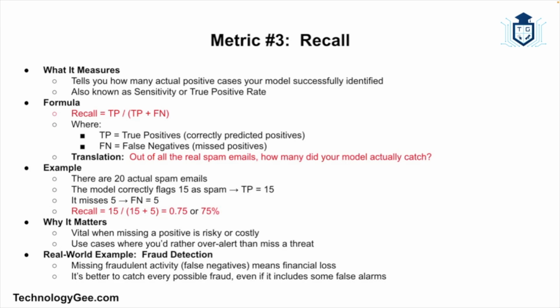So, here's an example. You have 20 emails that are actually spam. Your model correctly identifies 15 of them. That will be a true positive. However, it misses 5. That'll be a false negative. So if you do the formula, you would have a recall of 75%.